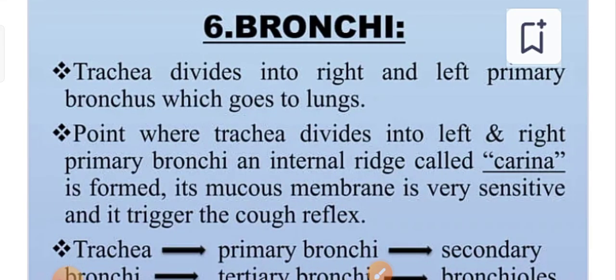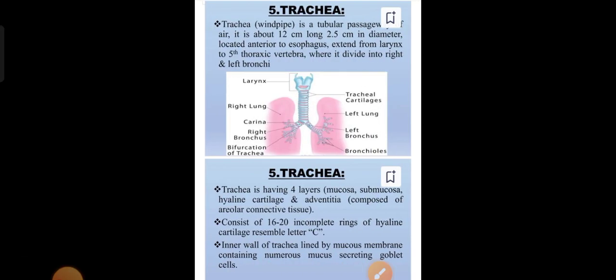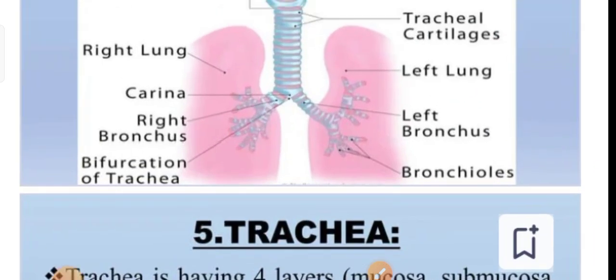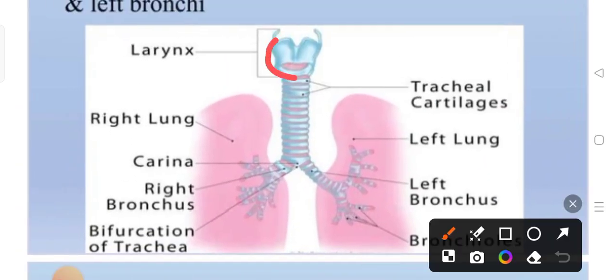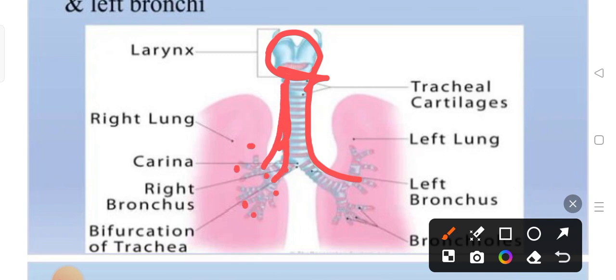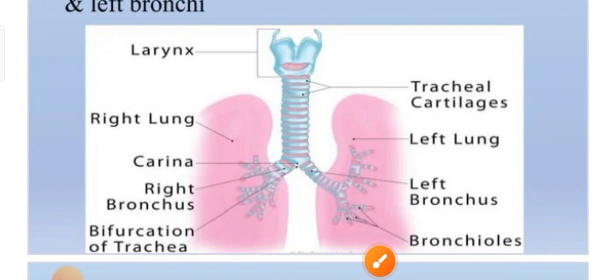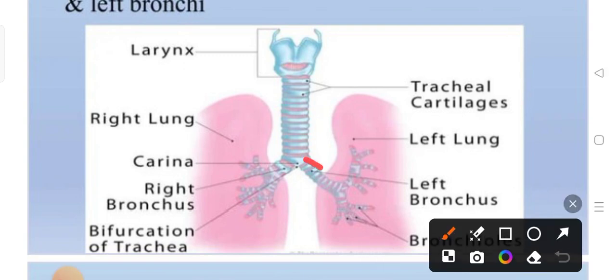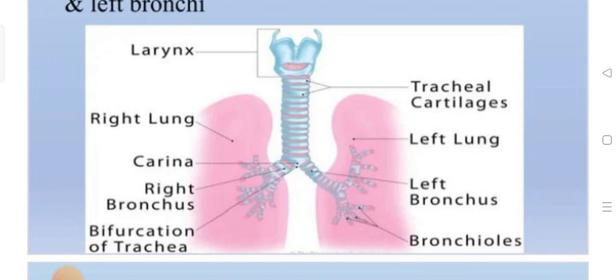Next, coming to the bronchi. The trachea divides into right and left primary bronchus, which go to the lungs. See here. So this is the larynx. This is the trachea. Next, coming to the bronchi. These are the alveoli. Pharynx, larynx, trachea, bronchus. So this is the bronchus. This is the bronchioles.